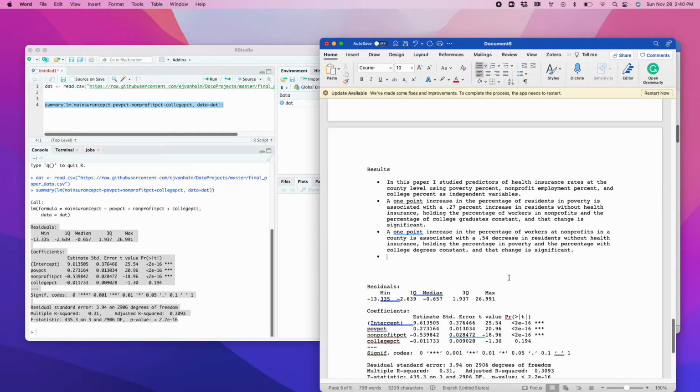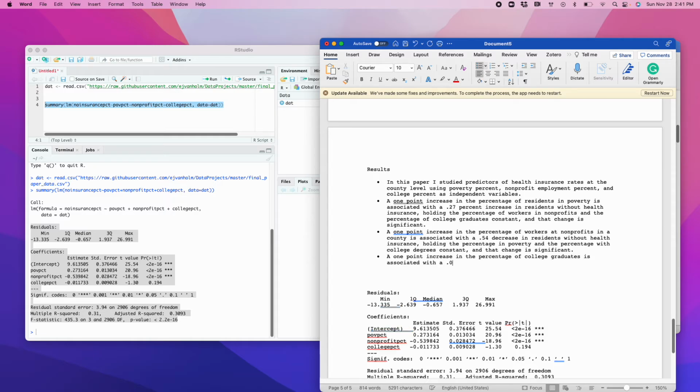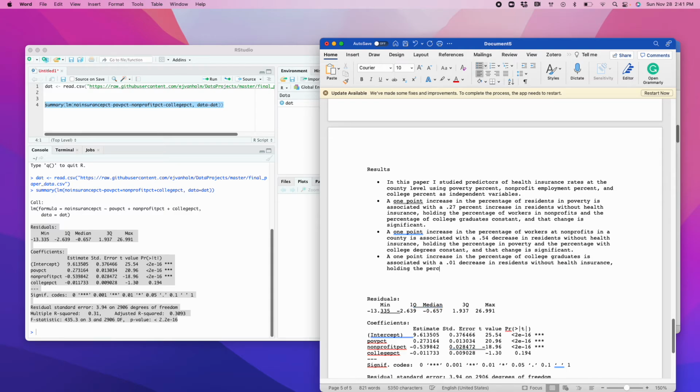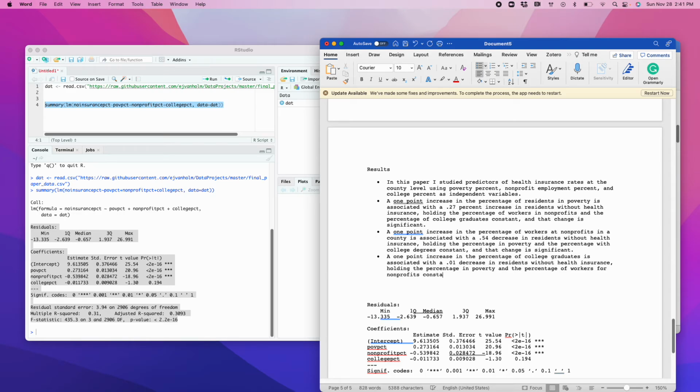One more variable now. A 1 point increase in the percentage of college graduates is associated with a 0.01 decrease in residents without health insurance, holding the percentage in poverty and the percentage of workers for nonprofits constant. And that change is not significant.